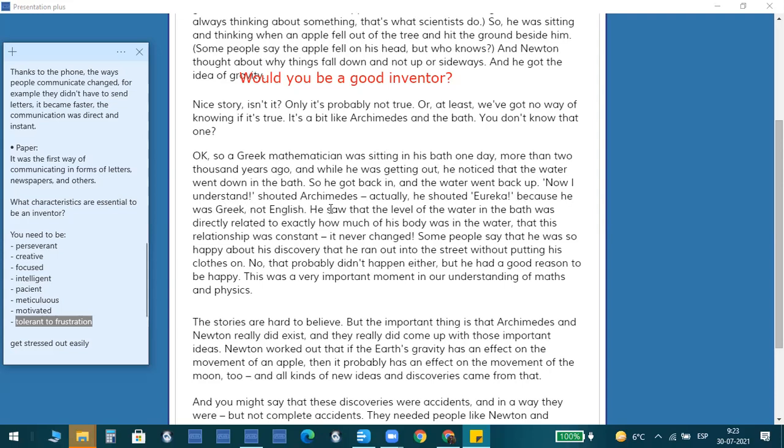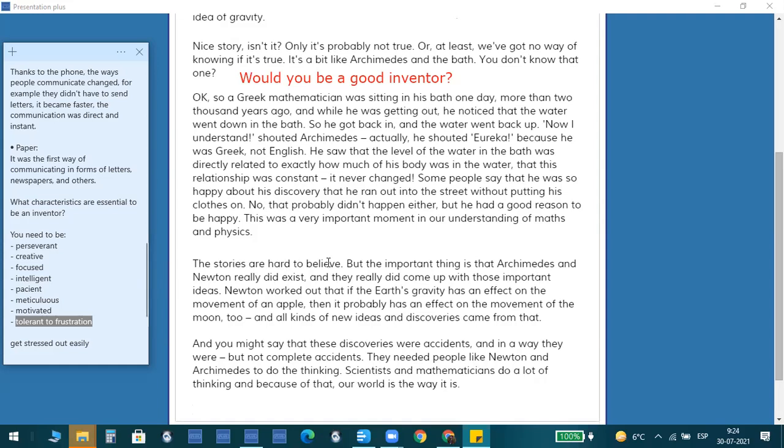Not English. He saw that the level of water in the bath was directly related to exactly how much of his body was in the water. That is, this relationship was constant and never changed. Some people say that he was so happy about his discovery that he ran out into the street without putting his clothes on. No, that probably didn't happen either. But there's a good reason to be happy. That was a very important moment in our understanding of math and physics.